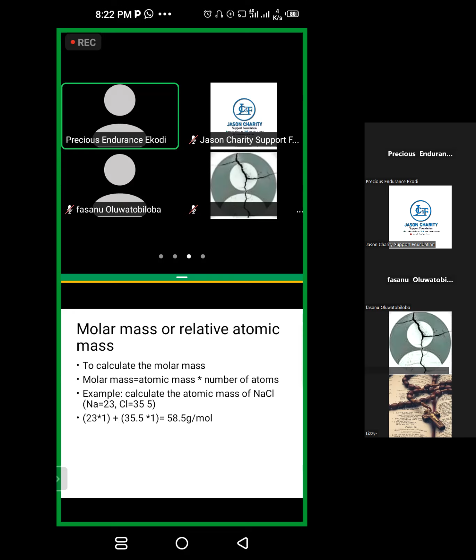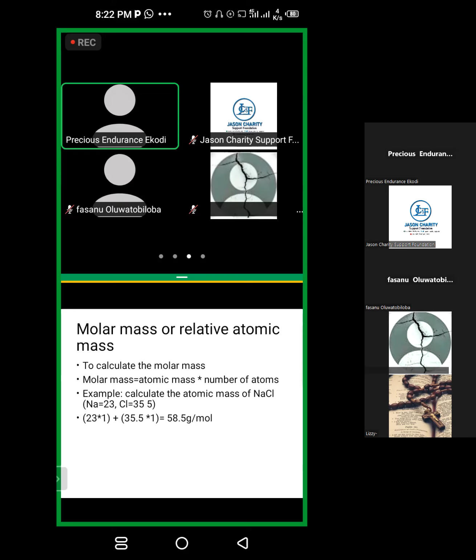So here we have the example for sodium chloride. Calculate the atomic mass of sodium chloride. Sorry, it should be molar mass. Sorry about that. Calculate the molar mass of sodium chloride. We have the atomic mass being 23 for sodium, and for chlorine being 35.5.